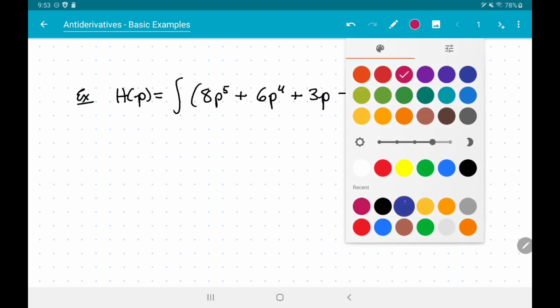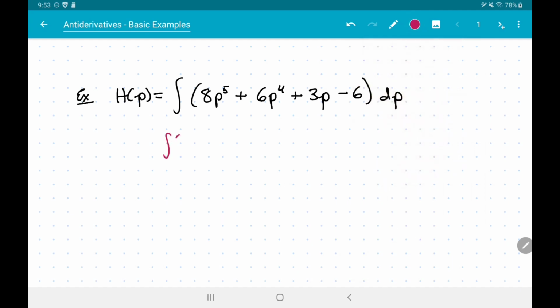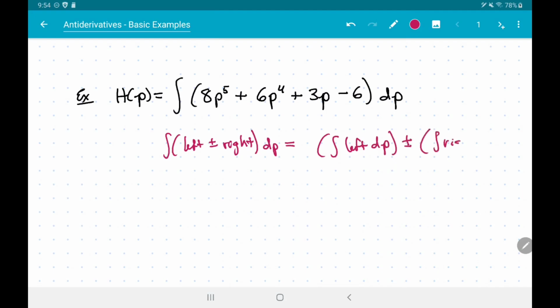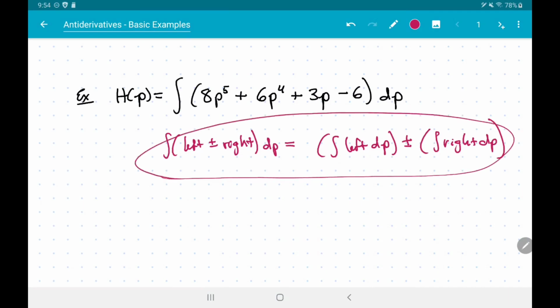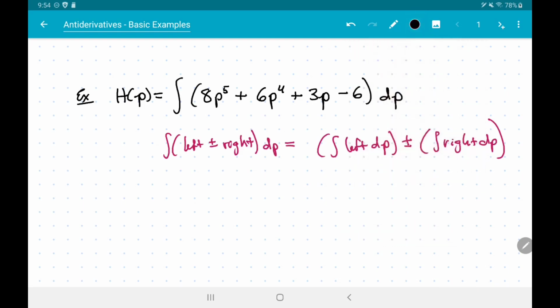Now remember we had this antiderivative sum difference rule, that the antiderivative of a left plus or minus a right, let me go ahead and write it with a dp, is you do the antiderivative of the left, let me put parentheses in the right place, antiderivative of the left, and add or subtract the antiderivative of the right. Now I've written it as a rule here for just 2 terms, but it actually works for any number of terms.